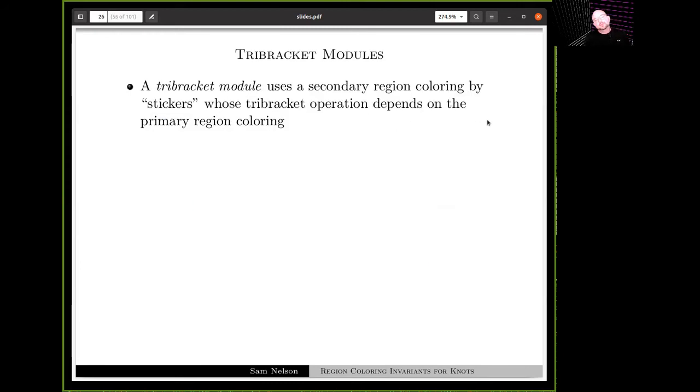So a tri-bracket module starts with a tri-bracket coloring and then gives a kind of secondary region coloring. In the quantal case, we thought of these things as beads, but a bead doesn't really sit on a region very well. So, I mean, it can, but it'll sort of roll off or something. So instead, we visualize these secondary colors as stickers that we stick in the regions. And so then the stickers will have a tri-bracket operation with coefficients, that it'll be a linear combination with coefficients that depend on the primary region coloring.